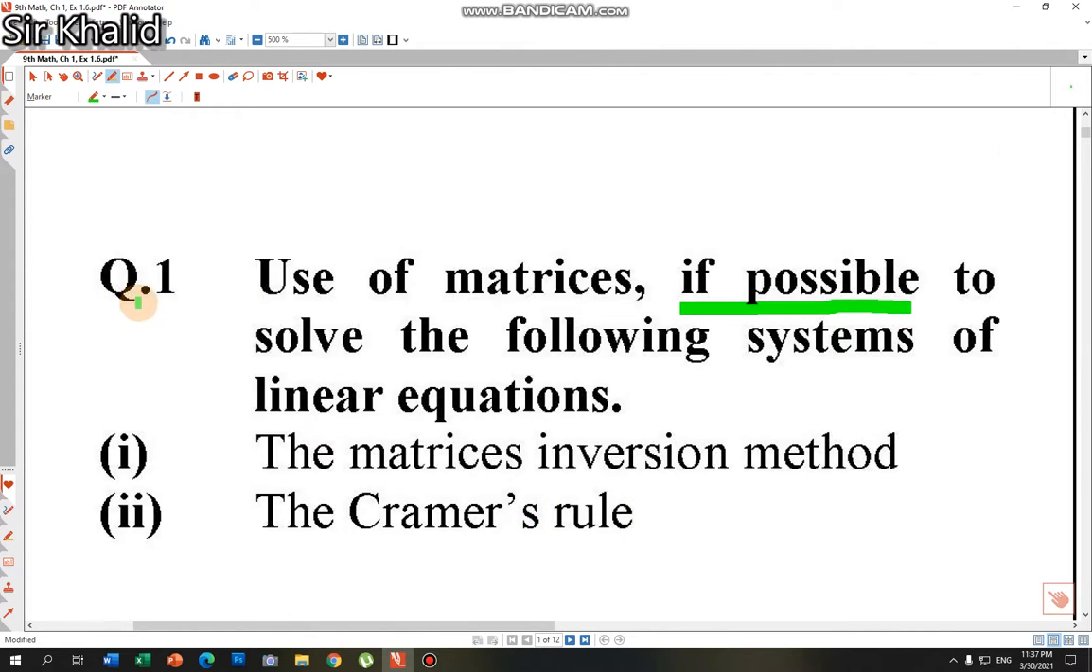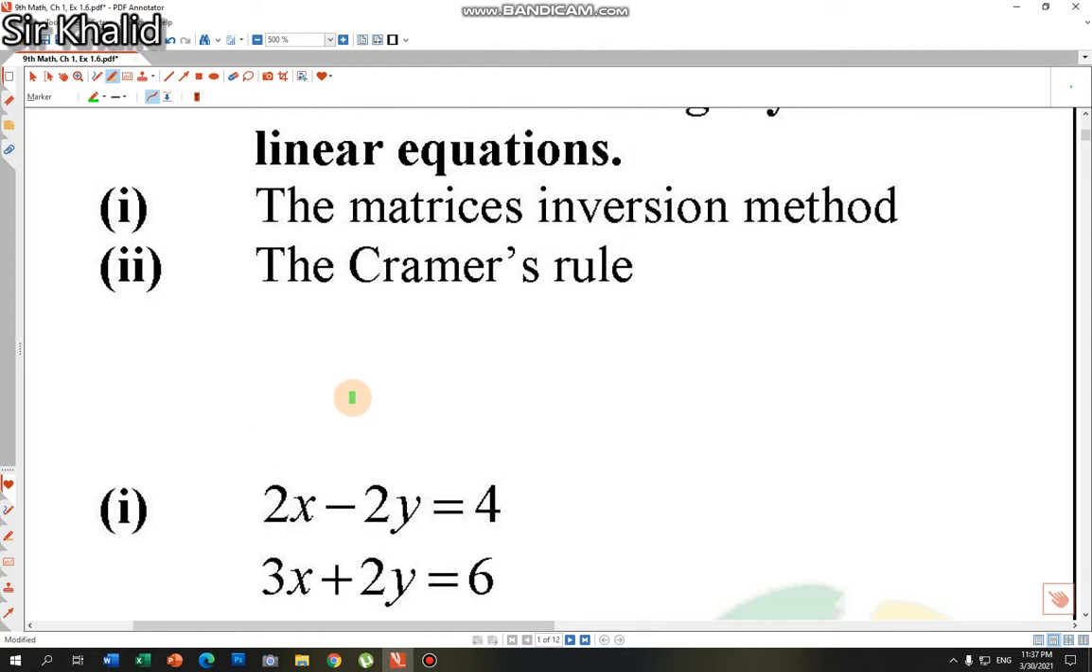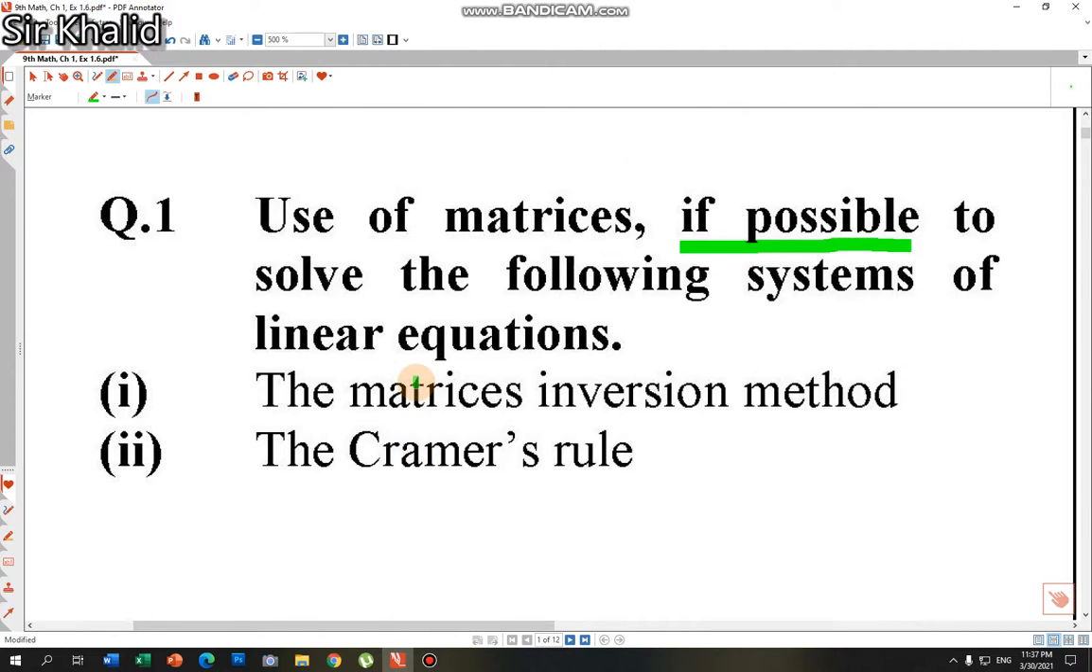Now in problem number 1, all parts of problem number 1 will be solved first by method number 1, and then the same problem you have to solve with the second method. So today we'll cover this very first method, the matrix inversion method. I'll explain it for you.